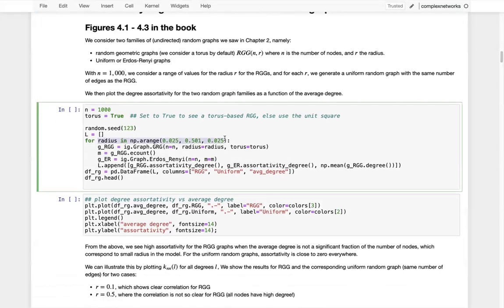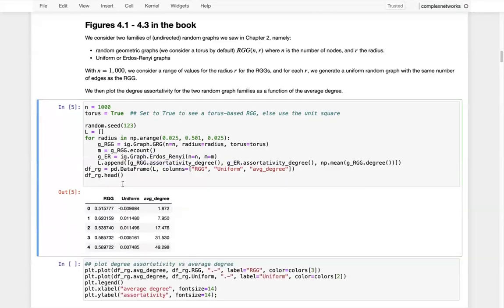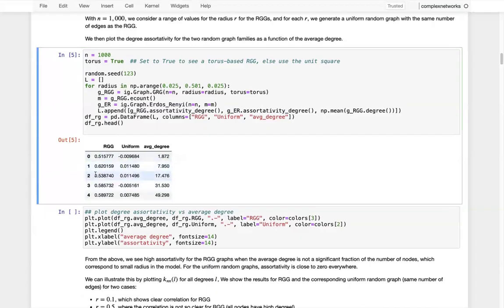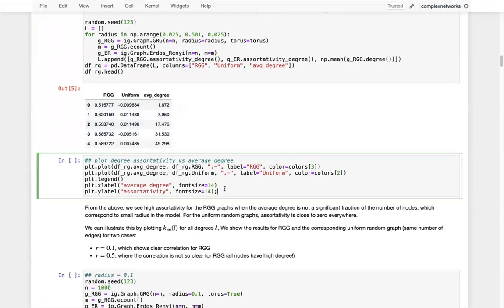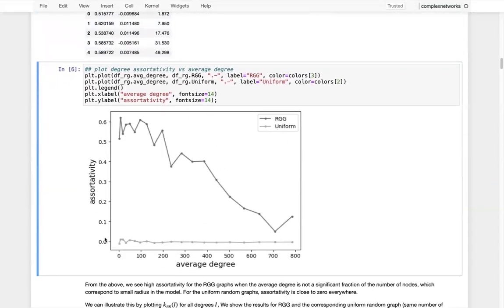Okay, so the code is given here. We're looping through the values for the radius, computing the random geometric graph, the Erdős-Rényi graph, and then for both cases computing the assortativity, storing those into a data frame. So we're storing the assortativity for the two types of graph and the corresponding average degree, and then plotting. So you can clearly see that for the uniform graph, assortativity is essentially zero, while the assortativity is positive and relatively high for the random geometric graph.